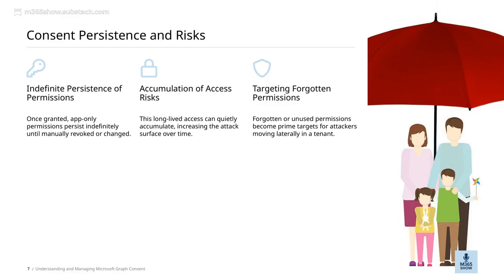It's also important to understand that once app-only permissions are granted, they tend to persist indefinitely unless someone manually revokes or changes them. This indefinite persistence can pose a significant security risk because permissions might remain active long after they're needed or remembered, making it crucial to regularly review and manage these permissions as part of your overall security strategy.